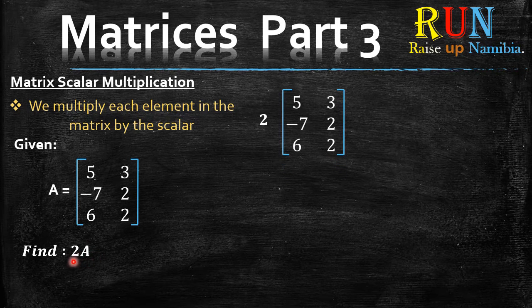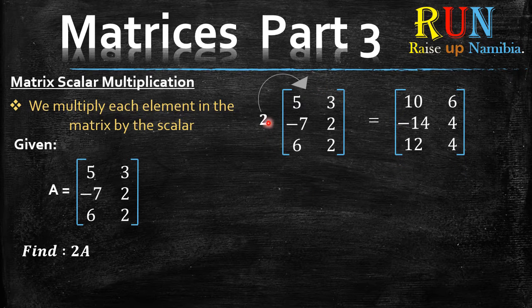You simply take the 2, which is our scalar, and then the matrix A. Now you multiply all elements within that matrix by the scalar. In this case, our scalar is 2, so you multiply it within each and every element. So what will we get? 2 times 5 is 10, 2 times 3 is 6, 2 times negative 7 will give us negative 14, 2 times 6 will give us 12, 2 times 2 will give us 4, and another 2 times 2 will give us another 4. And this is simply your final answer. So matrix scalar multiplication is quite easy.